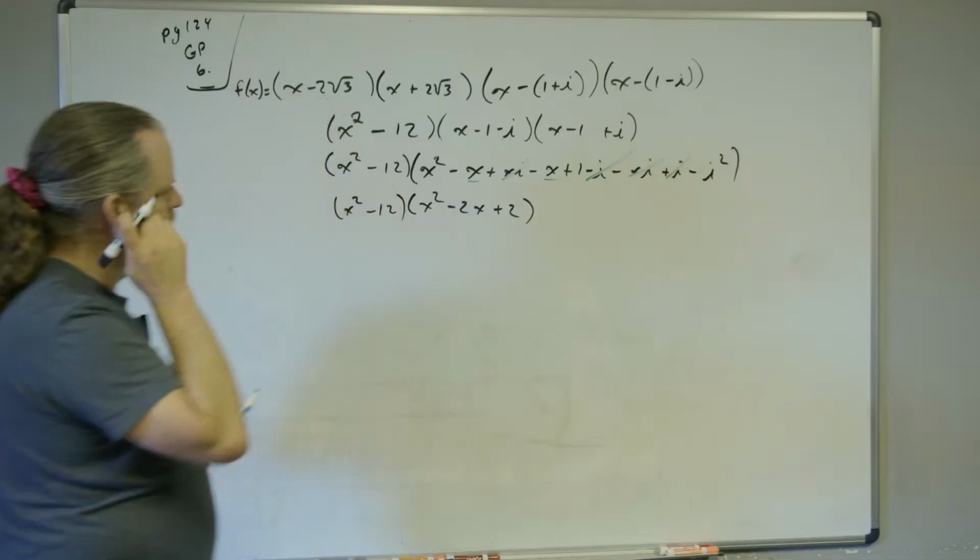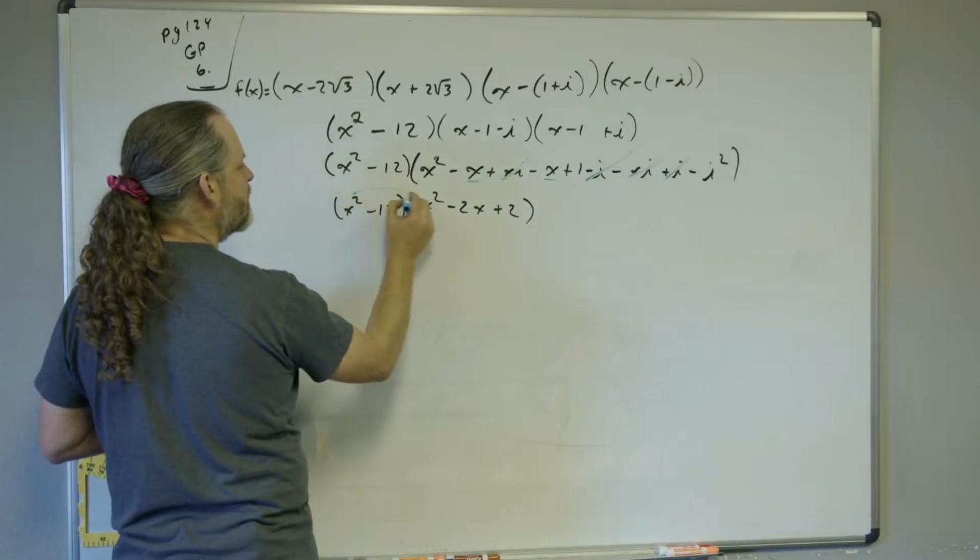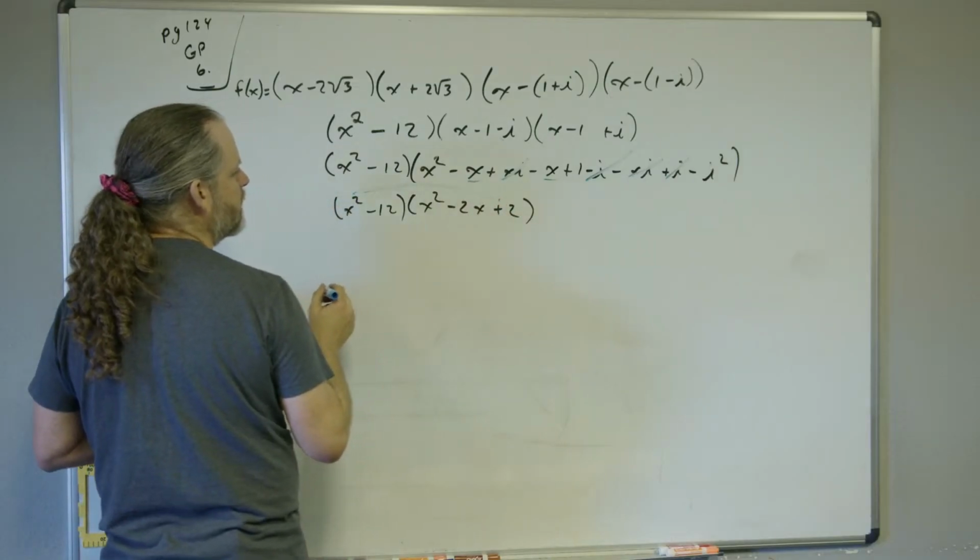Yeah. And then one more distribution, and Bob's your uncle. My uncle's taller than Aaron.